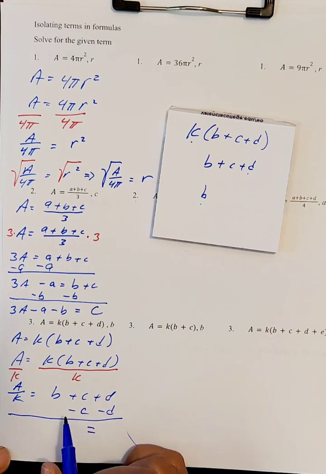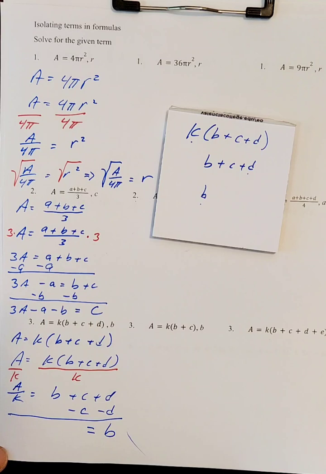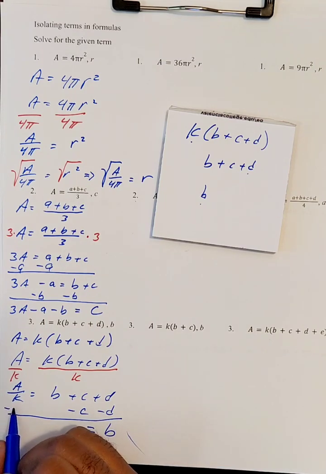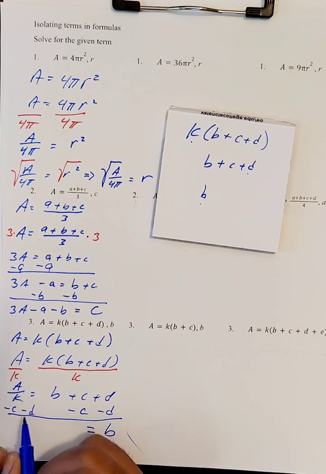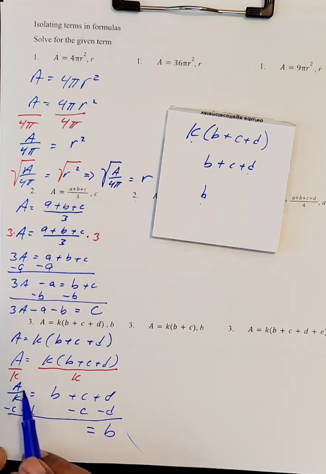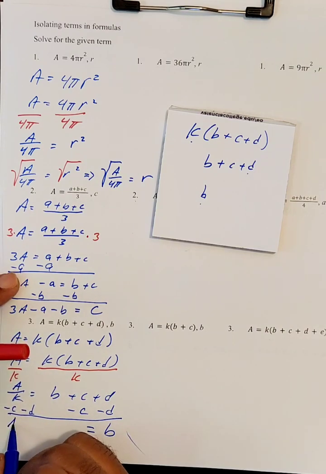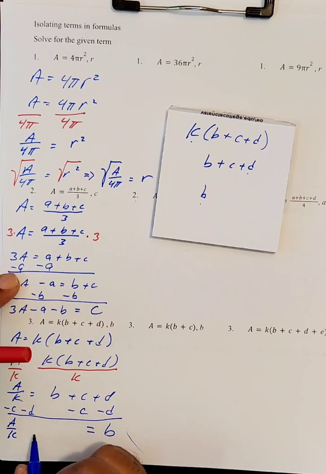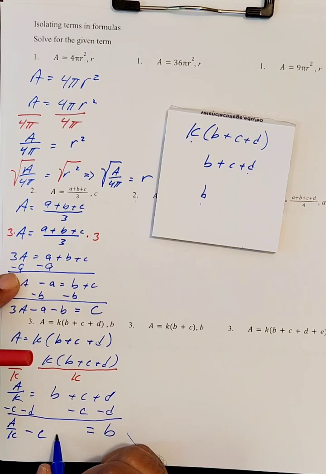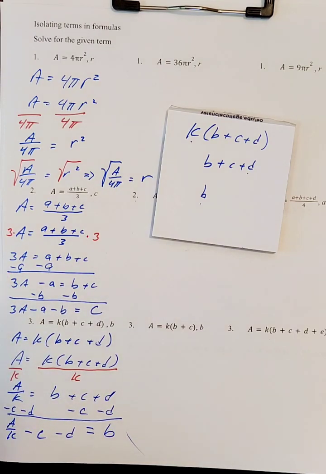And what will be left, once these two are gone, is only the b on the left side. But whatever you do to one side, you do to the other. So I put a subtracting c and a subtracting d for the left side as well. Now, these three are not like terms, so we simply put them next to each other. I'll put a over k first, then the subtracting c, then the subtracting d, and we're done.